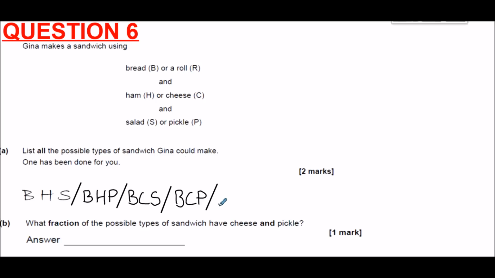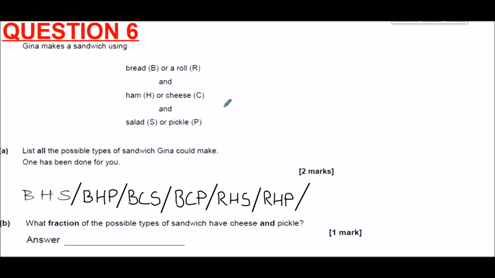So what we could have is roll, ham, salad. It's now going to be exactly the same, but instead of a B at the beginning, we're going to be doing it with R instead. So instead of using bread, we're going to use a roll. So RHS, RHP, so we've done roll and ham.